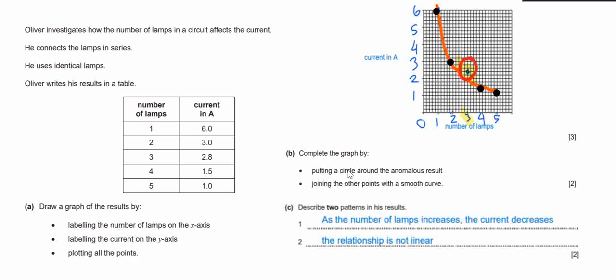Question B, put a circle around the anomalous result. We can see this one is out of range. Now joining the other points with a smooth curve. These are our 4 points that we join with a smooth curve. So this is the anomalous result.